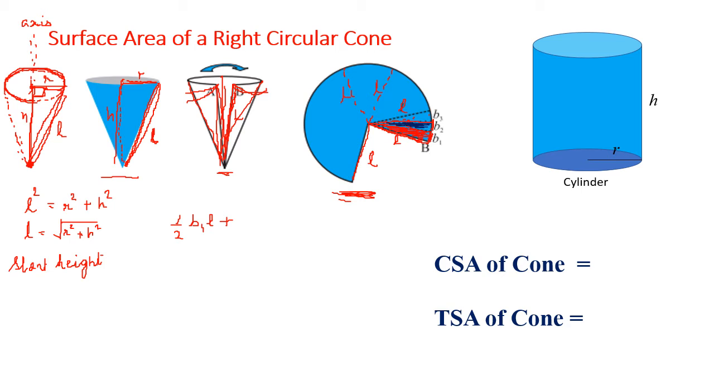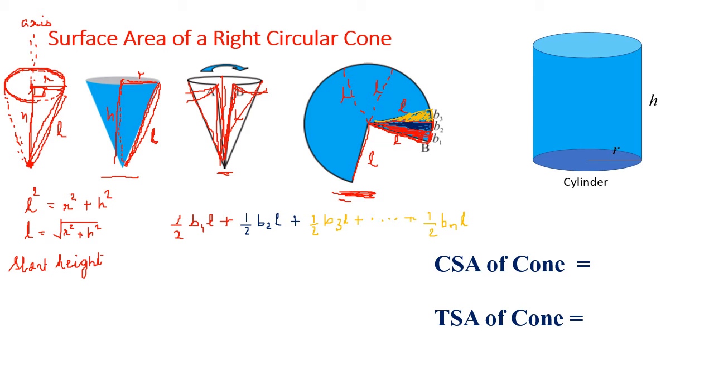This triangle now, whose base is B2, will also be half B2 into L. L will remain the height. Then let me take a third base. Call it B3. Another triangle. So the area of this triangle will be half B3 into L. And I keep on adding the triangles till I get half B. Say there are N, but L remains the same.